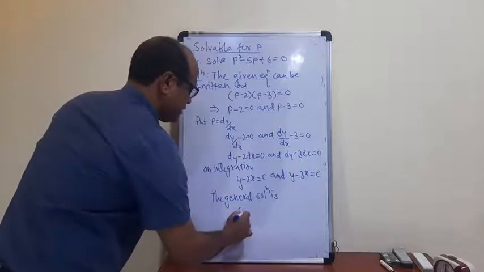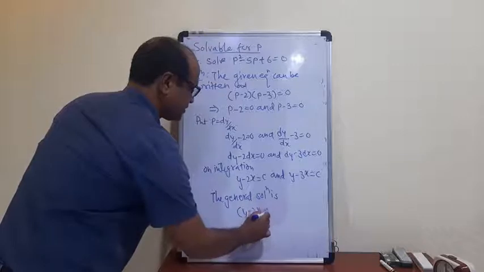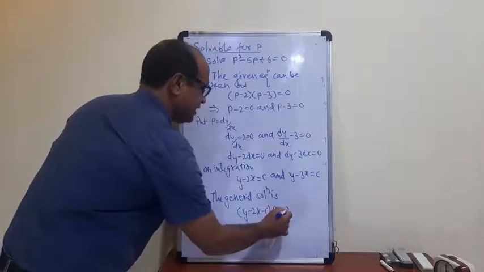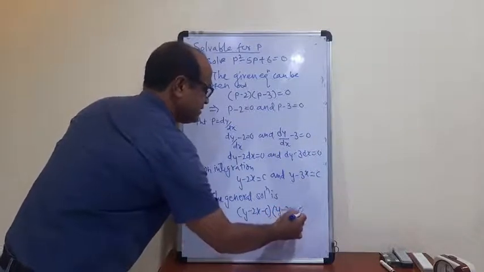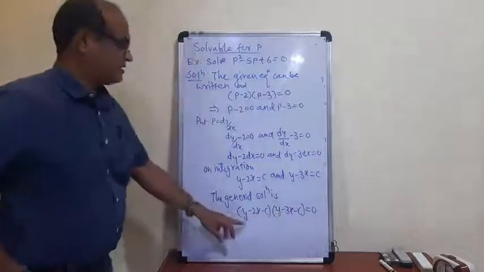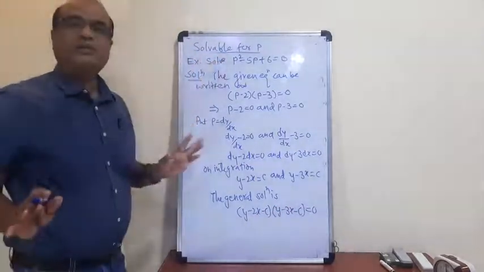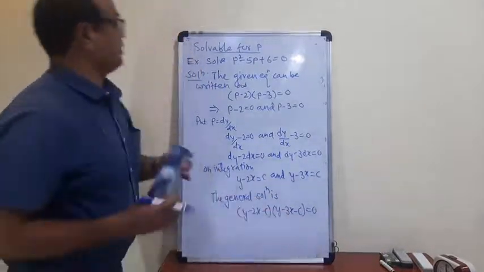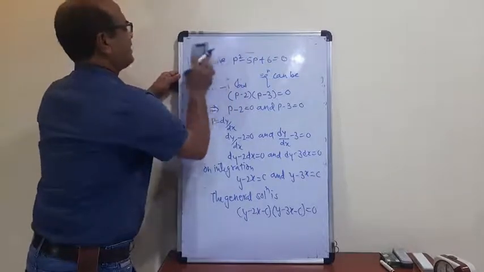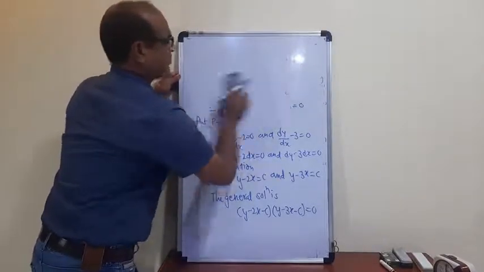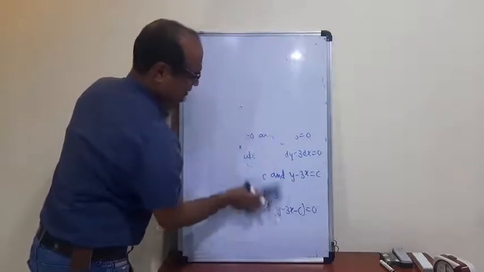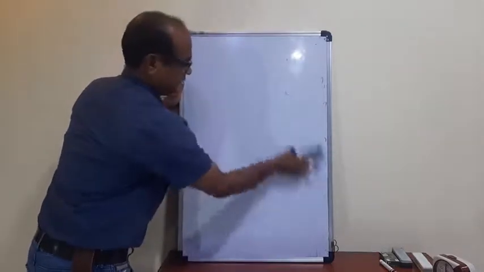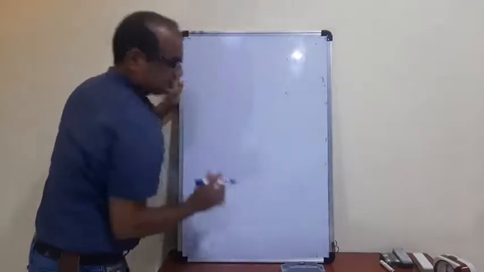Therefore the general solution is y minus 2x minus c, multiplying these two solutions, y minus 3x minus c is equal to 0. So this is the solution of this differential equation. This is a very simple differential equation. So now we solve another example. Let us take another example of the same type, solvable for p. Solve example.